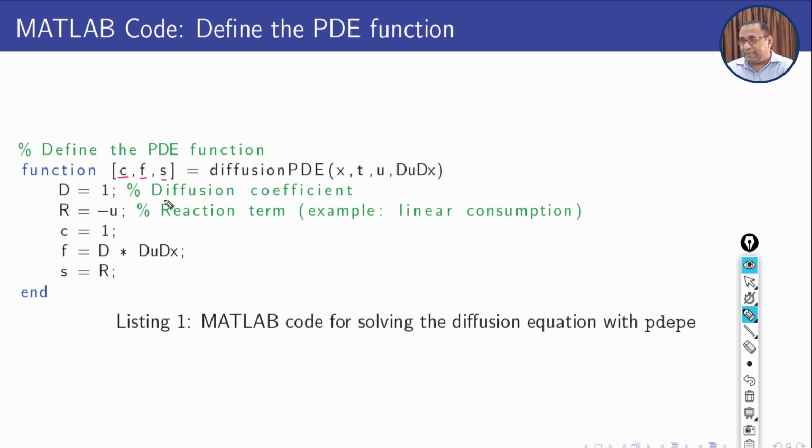This will help you understand more about these functions which we have defined in MATLAB. So C, F, S are the coefficients, and we save this partial differential equation with the name diffusionPDE. x, t, u and dudx are the input arguments, and C, F, S are the output functions. We have D equal to 1, this is the diffusion coefficient. R equal to minus u, which is the reaction term, and the value of C is 1, that of F is D times dudx, and the value of S is equal to R.